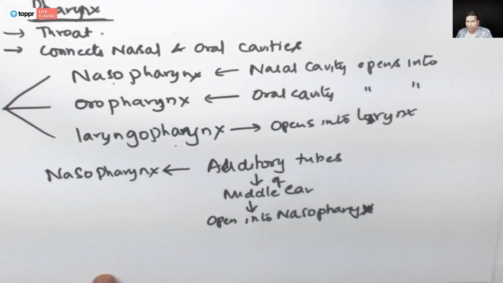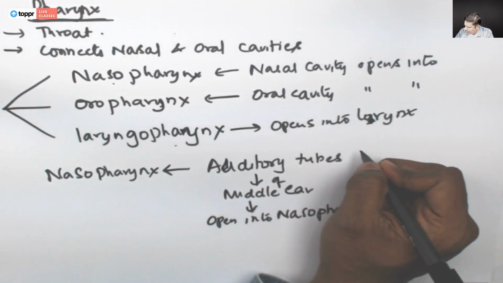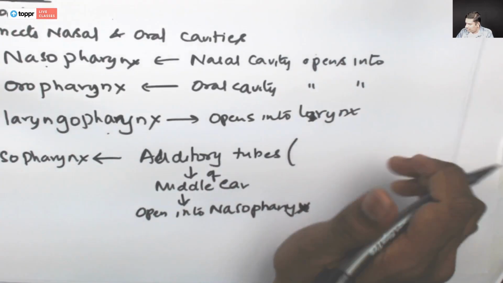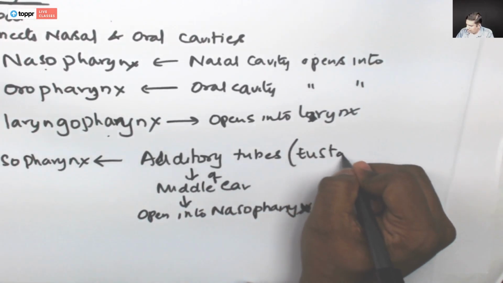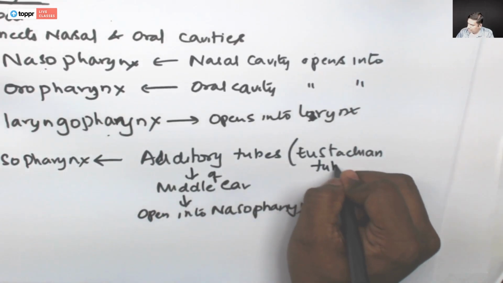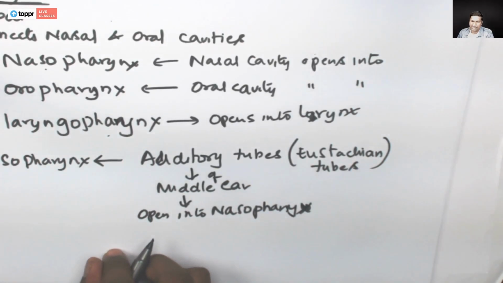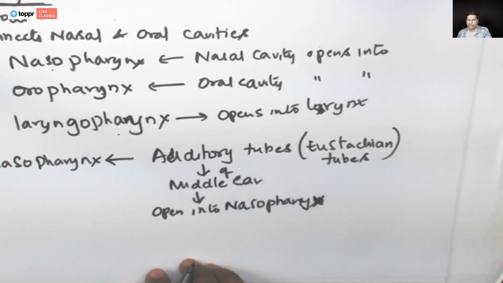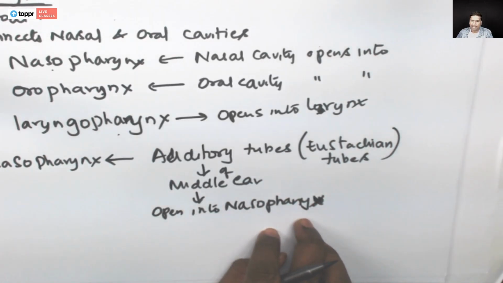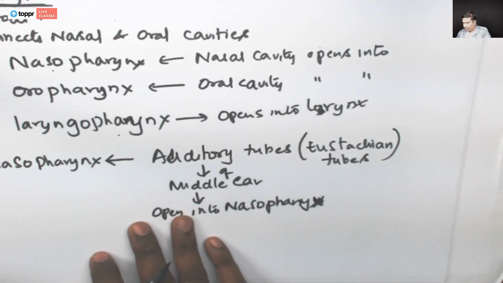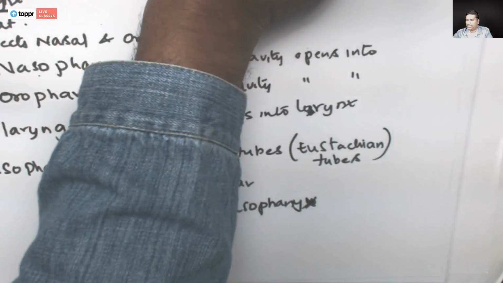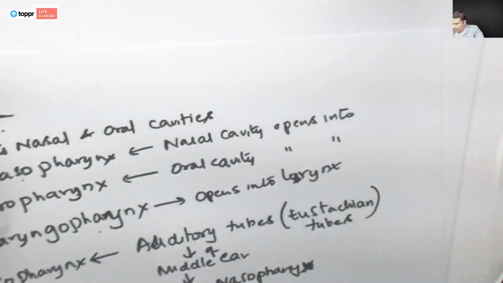These auditory tubes, I'll give you the exact name. These are called eustachian tubes. These eustachian tubes start from the middle ear and they open into your nasopharynx. So that is about the pharynx part.